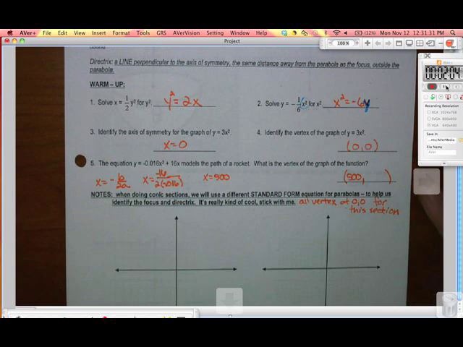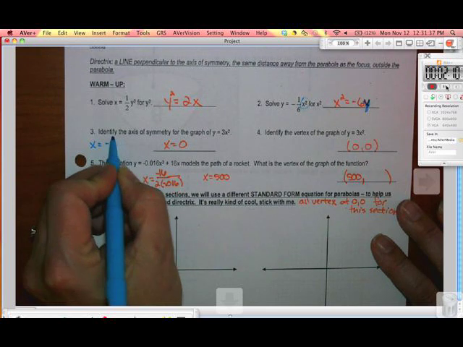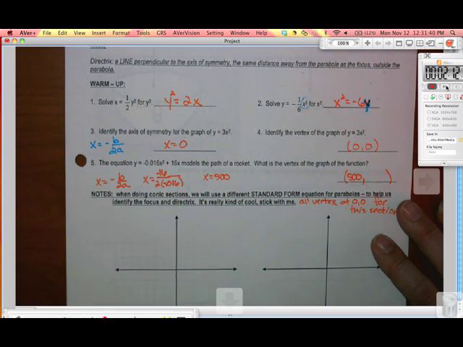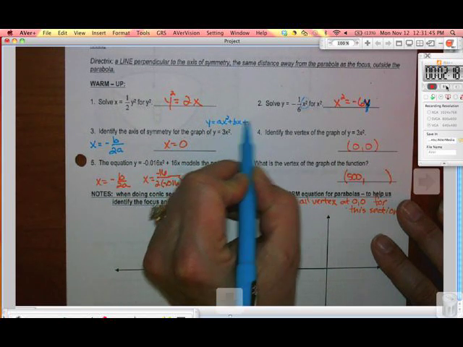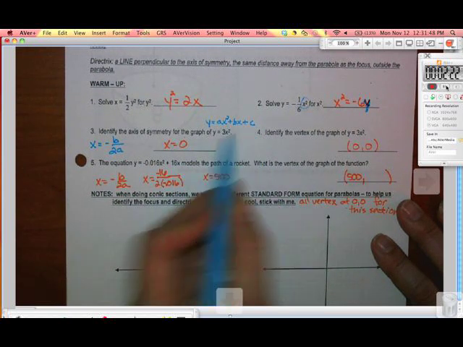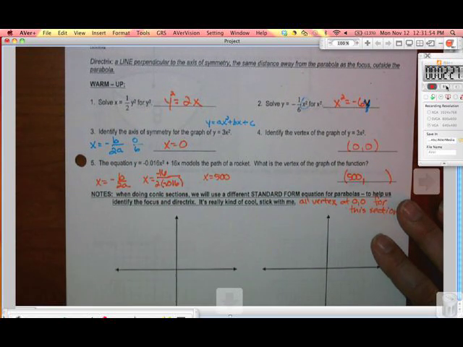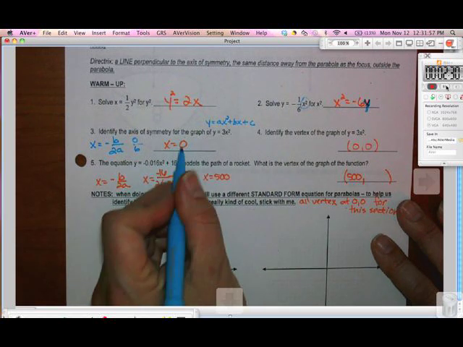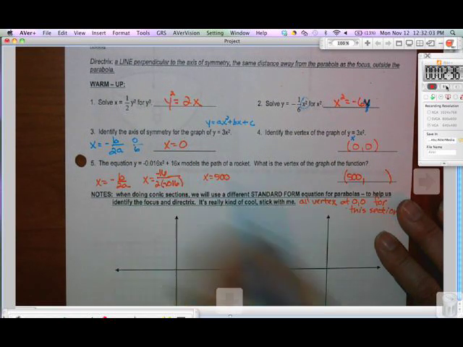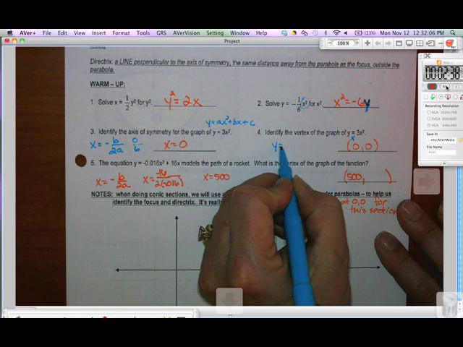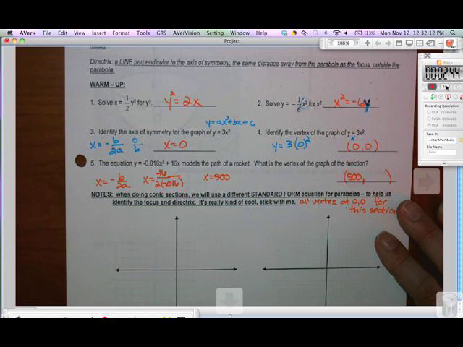And then here, identify the axis of symmetry for the graph. So really, this is how you get the axis of symmetry: x equals negative b over 2a. And this is standard form, remember, ax squared plus bx plus c. But we have no b and c here. So b is 0 over 2 times a, which is 3, which is 6, and that just equals 0. Now remember, the vertex is on the axis of symmetry, so the x-coordinate of the vertex is whatever number that is. Then you can plug that x into your equation, and you find out that y is 0. So the vertex is 0, 0.